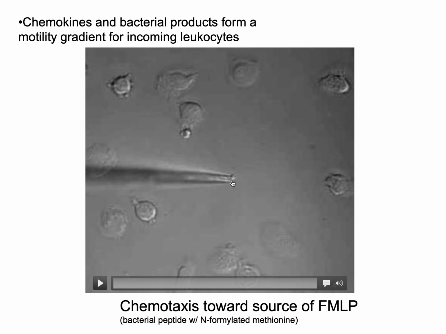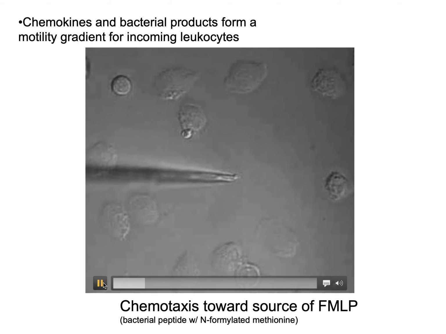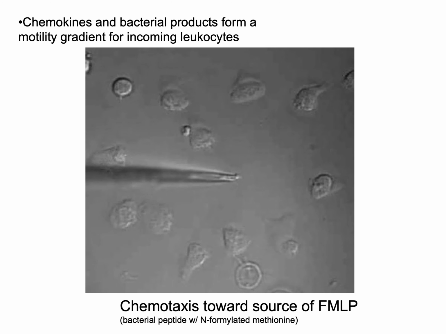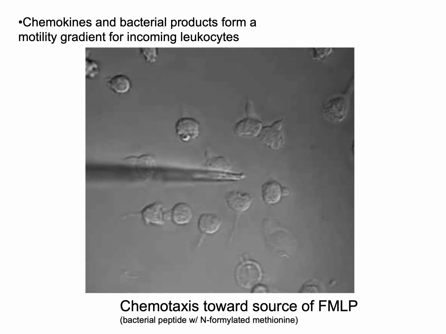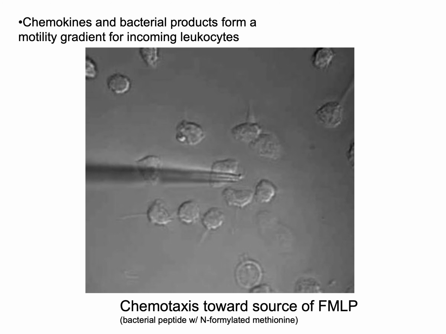This is the end of a pin or a needle that's been coated with a bacterial peptide called N-formylated methionine. Neutrophils have receptors for this bacterial peptide that cause them to migrate towards it. And so you'll see that these neutrophils will start to migrate towards the source of this FMLP, and it's actually a pretty rapid and impressive process. And so this is the process of chemotaxis.